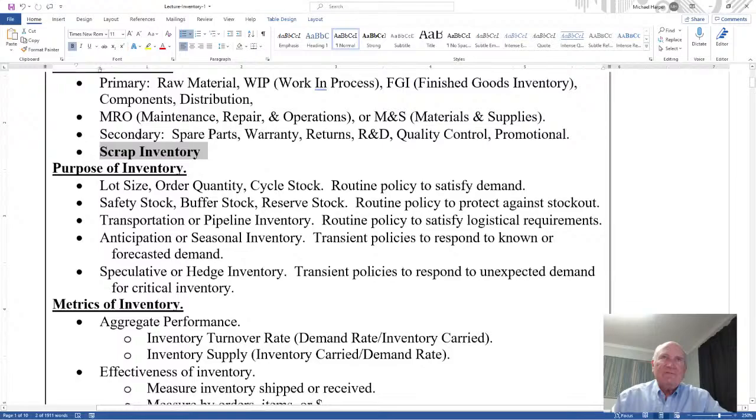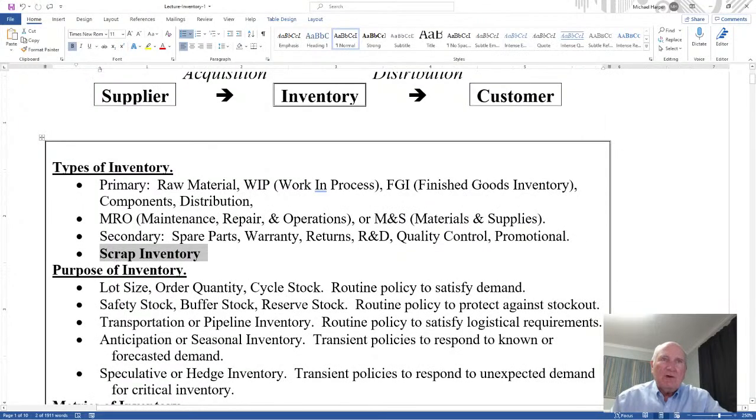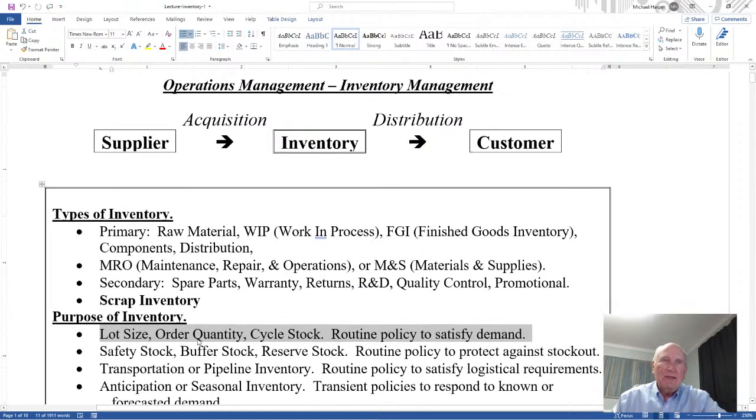Okay, purpose of the inventory. Why do you have inventory? First of all, we're going to have routine policies and then transient policies that come and go. The first routine policy is to satisfy demand. That's called the lot size, order quantity, or cycle stock; they all mean the same thing. Basically, I'm going to order my lot size, my order quantity, from the supplier in order to satisfy my demand downstream. And that's what that is.